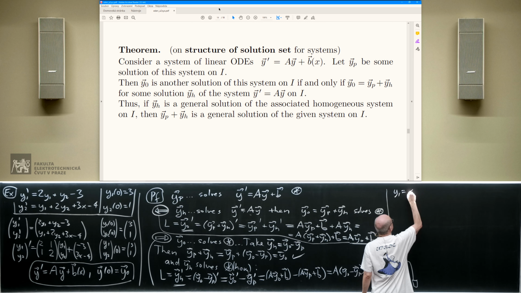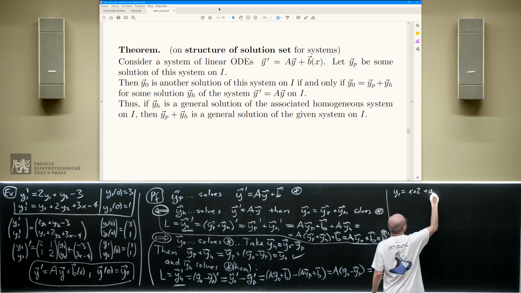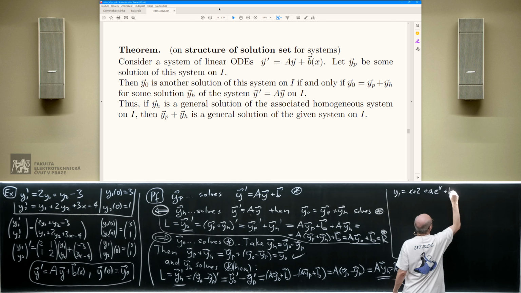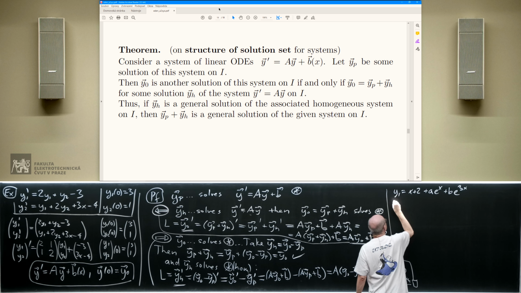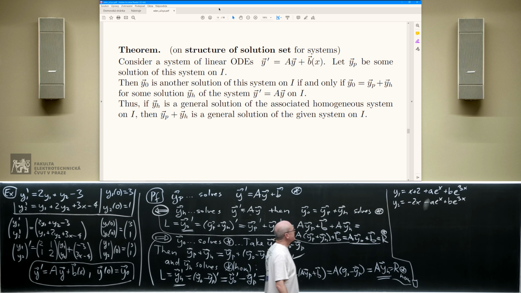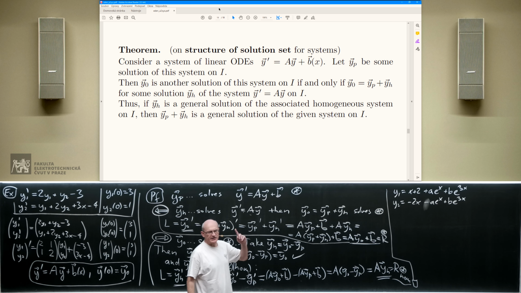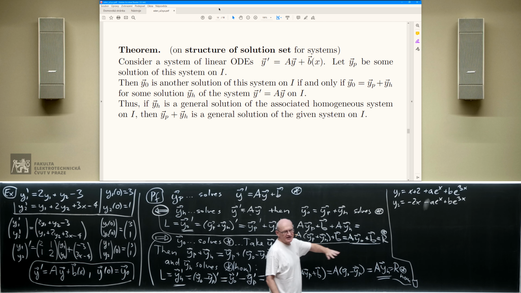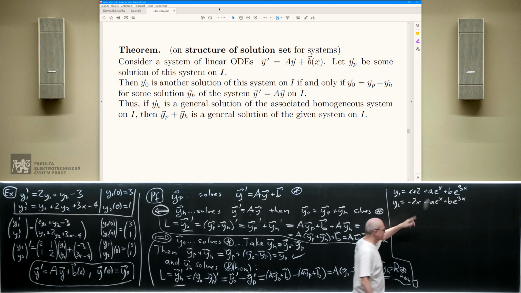y1 was x plus 2 plus a e to x plus b e to 3x. And y2 was negative 2x plus a e, no, minus a e to x plus b e to 3x. Yeah, I think so. The miracle of short-term memory. Don't ask me half an hour from now. Okay. That's the solution when I see it in the original form.